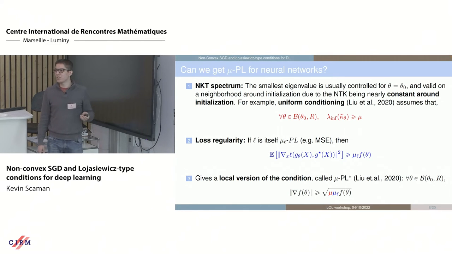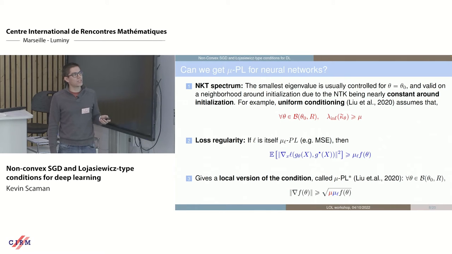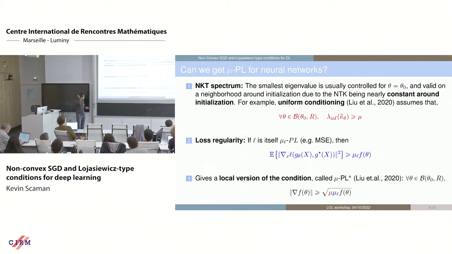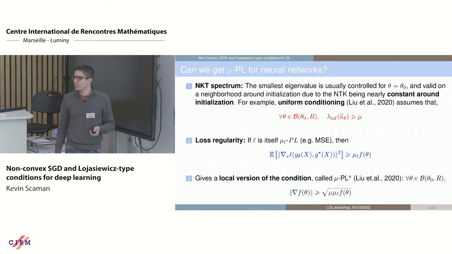Now, the second term is actually much easier because, as I was saying, the loss function is usually very simple and behaves very well. You can show a PL-type inequality, for example for mean square error, for the losses that we use in practice, that controls the norm of the gradient of the loss. If you plug a PL inequality into this equation, you have the expectation of mu times the loss function, which gives you this multiplicative term mu times the objective function. So you end up with exactly what you wanted: a lower bound on the norm of the gradient that is a square root of some quantity times the objective function. The catch is that you only have it on a neighborhood around initialization, so you need to be extra careful that you don't go too far during your optimization.